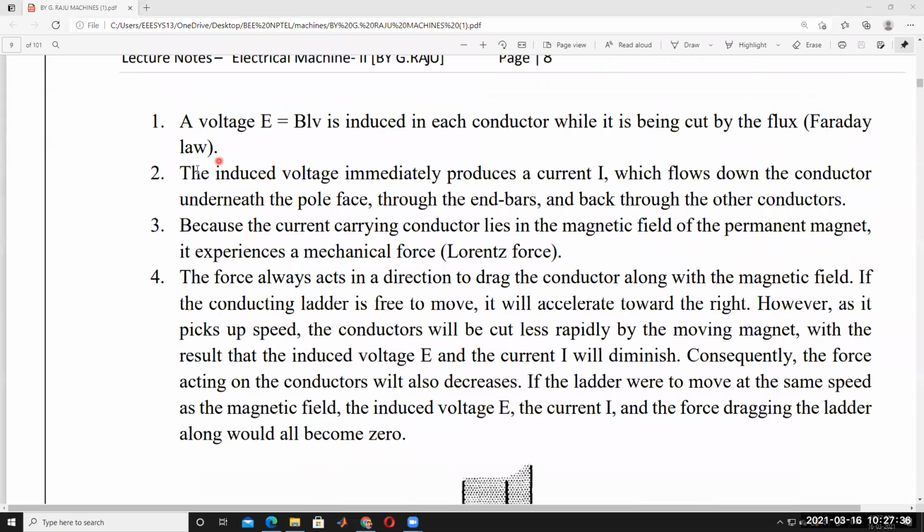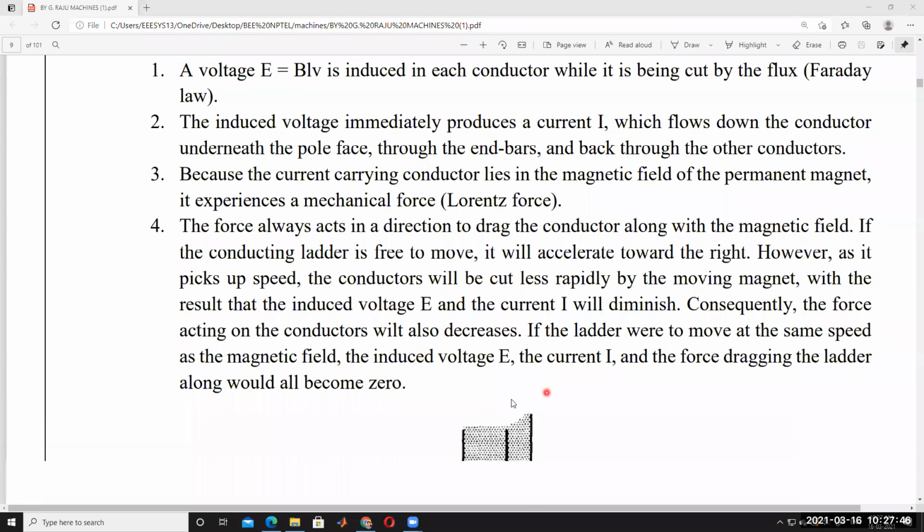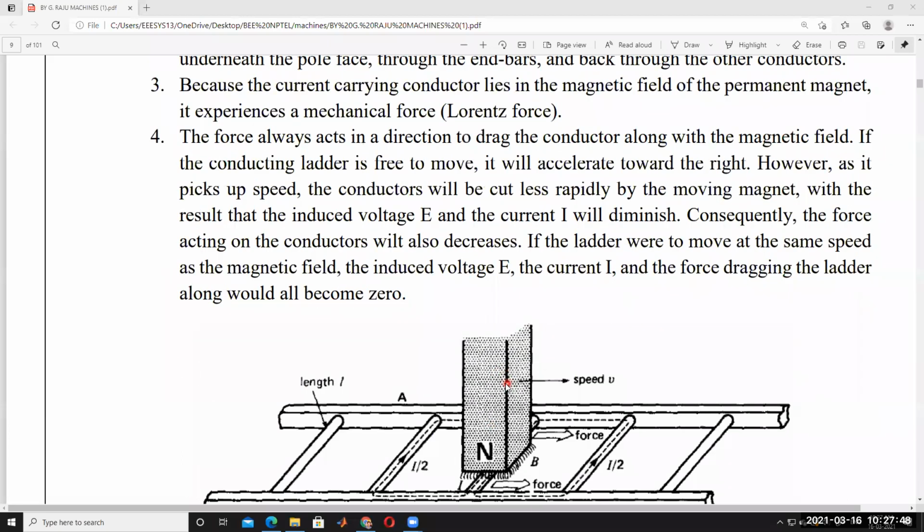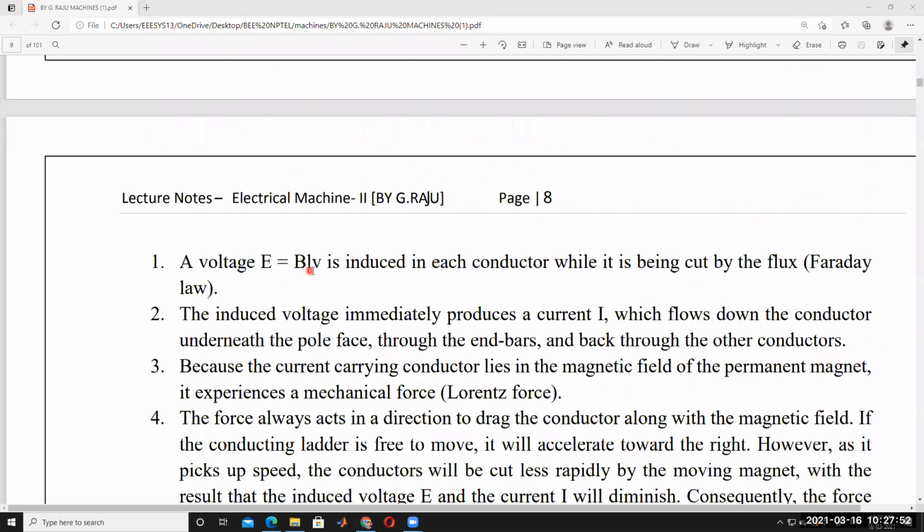A voltage E that is equal to BLV. B is called magnetic flux density, L is called length of the conductor, and V is called velocity or speed of this rotating magnetic field, or the speed of the permanent magnet. So E is equal to BLV. This EMF is induced because of this.